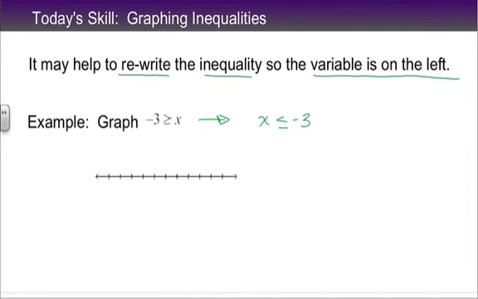So if I locate 0, -3 would be down 1, 2, 3 right here, so those are my key points. If I wanted to graph x is less than or equal to -3, I'd put a closed circle at -3, and I would shade to the left because I want all of the numbers that are smaller than -3. And that's all there is to it.